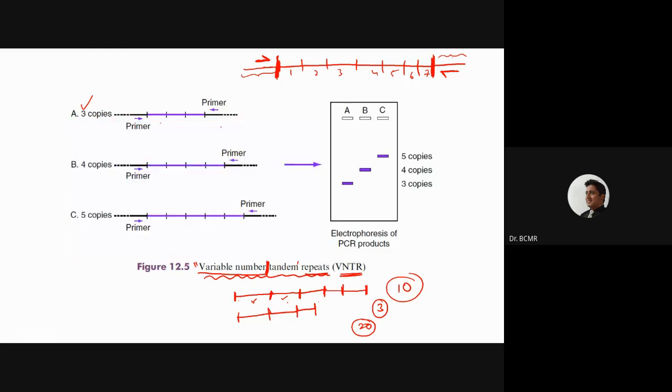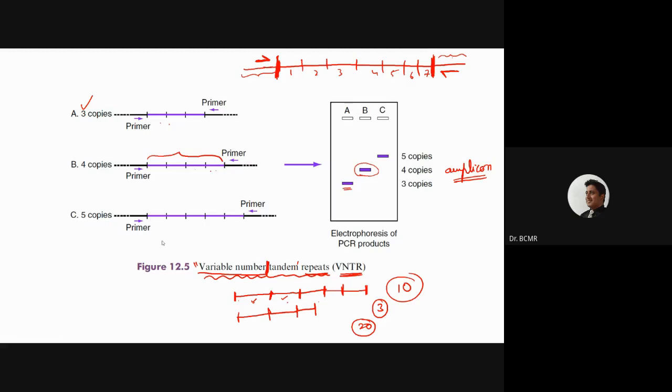Then if we have done PCR, if it has 3 copies, it is showing a band like this. If B has more number of copies, then this total size from here to here is more, because of which the PCR fragment, you call it the amplicon. Okay, amplicon is the DNA that we are trying to amplify, or the fragment length that is formed after amplification. So the amplicon size would be more because there are more repeats compared to A. And in C, it has even more copies.